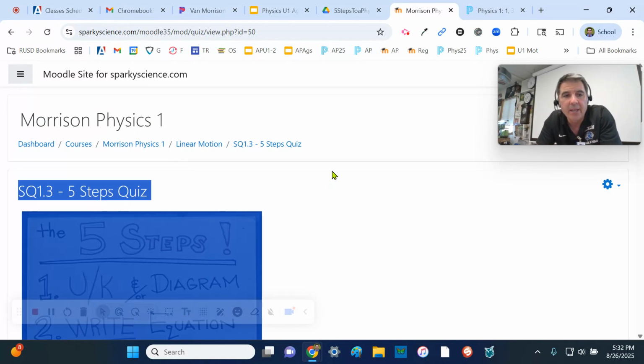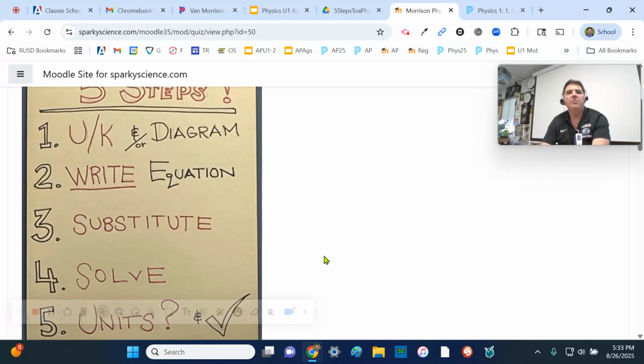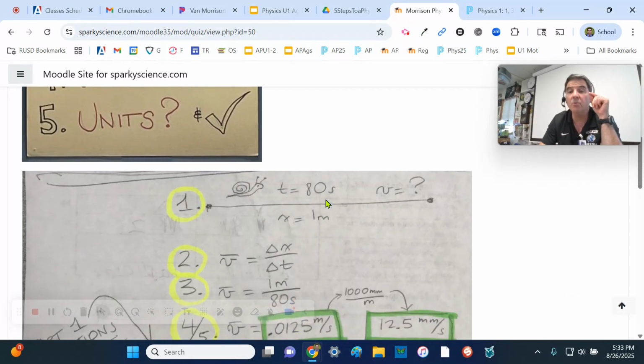And it reminds you, these are the 5 steps: write your diagram, write your equation, substitute, solve, and use units. And then these notes are directly used on questions 1 and 2 on the quiz.